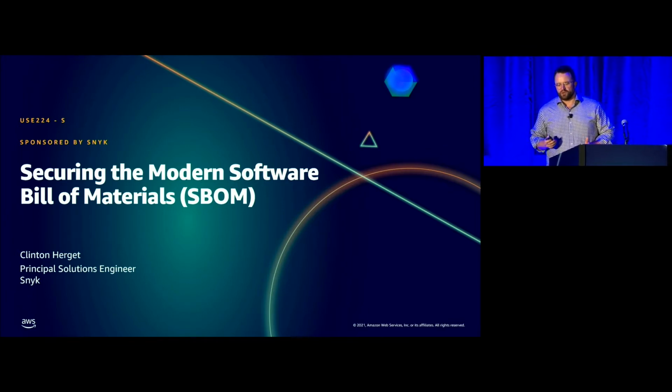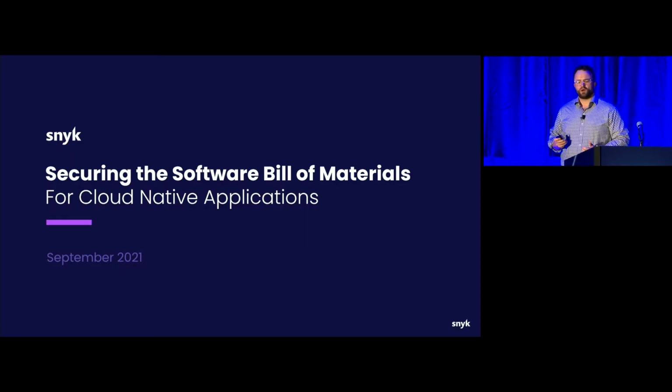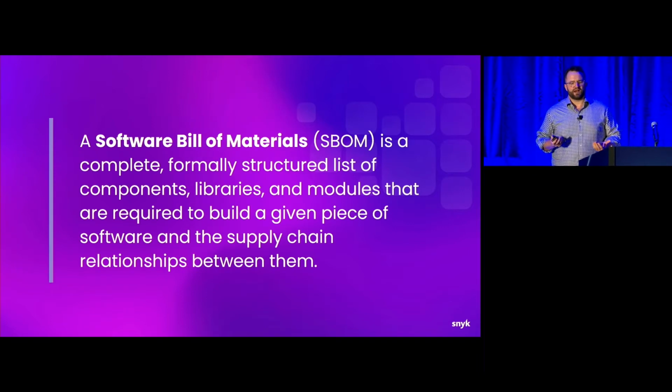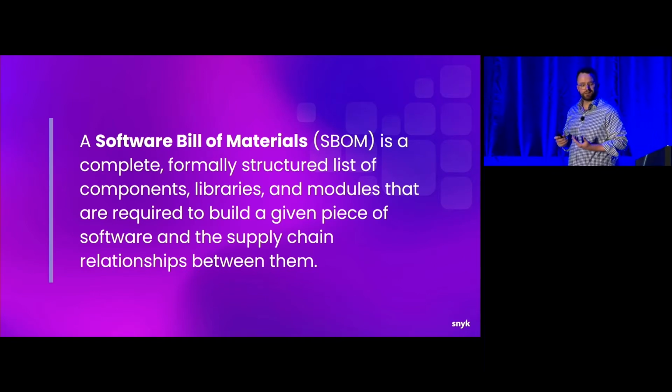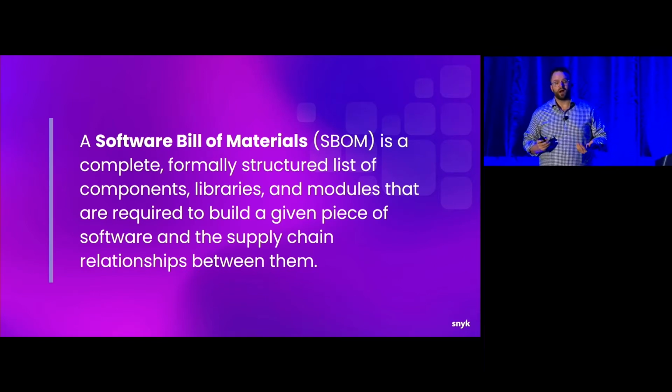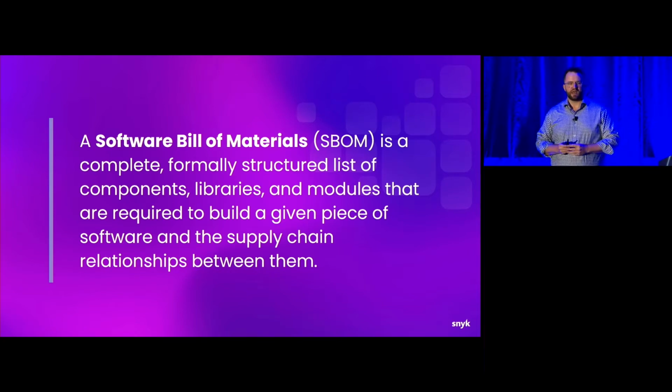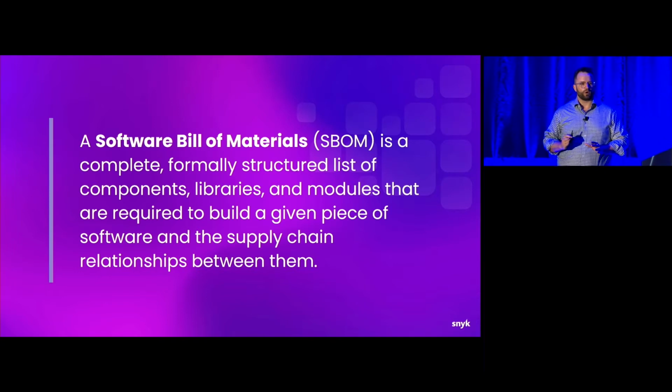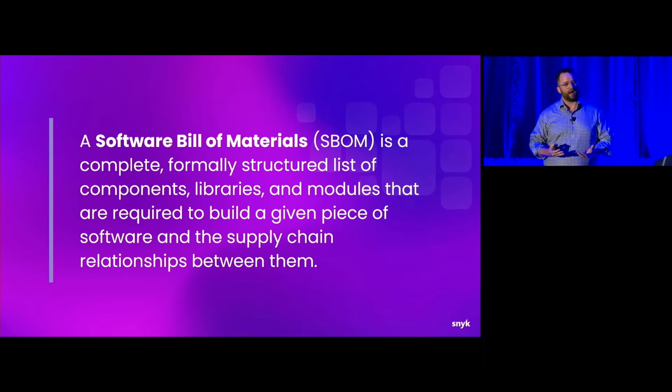So just to start with maybe a quick definition, sort of what is a software bill of materials. I think we should define it as the following. It's a complete, formally structured list of components, libraries, and modules that are required to build a given piece of software and the supply chain relationships between them. And I think each of these components is pretty important as we work through sort of why an SBOM and why now, and then what can we actually do about that to generate value in the security landscape as well as sort of the software development landscape more generally.